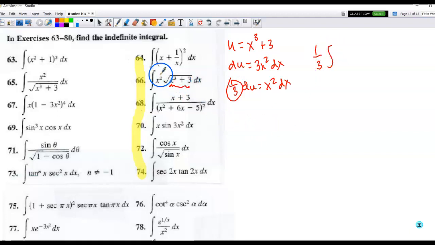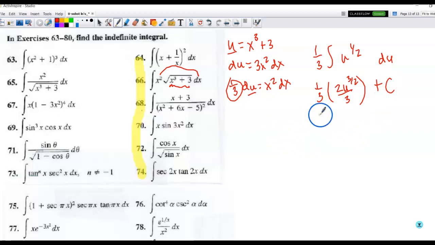In place of the x squared times the dx, I'm going to substitute the du, so that's going to go in the back. In place of x cubed plus 3, I'm going to substitute u. That's to the 1/2 power. I'm going to increase the power by 1, so that's going to give me u to the 3/2, divided by 3/2, which is times 2/3. Don't really have to have the plus c there. So now I'm going to replace the x cubed plus 3, so that's 2 times x cubed plus 3 to the 3/2 power over 3 plus c. Don't forget the what? C.